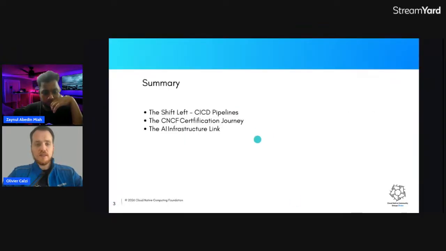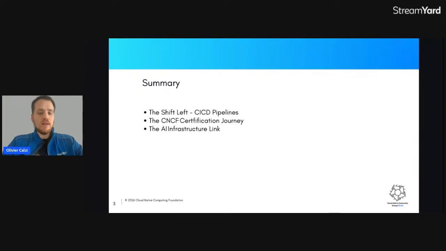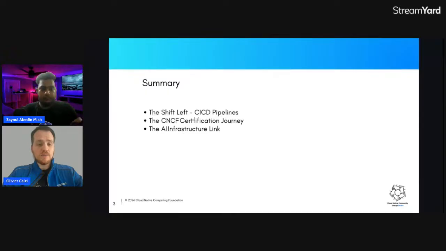So let's view today's topics. First, we are going to talk about the shift left movement, let's say, and what it means in your day-to-day work. Then I will share my CNCF journey. And we will finish with a bit of talk about AI infrastructure nowadays, because one of my customers for my side work is an AI startup. So I'm hearing a lot of things from this customer, but also internally at Worldline.